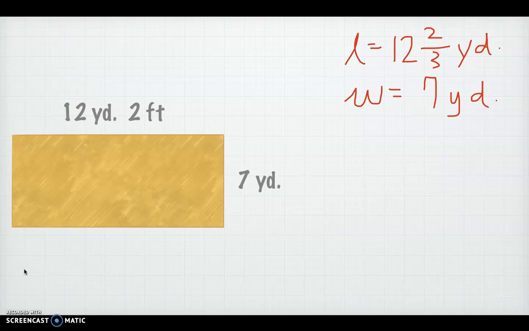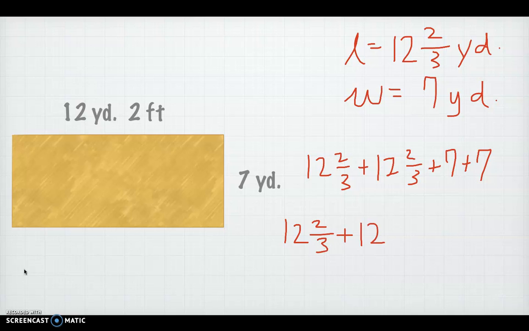To find the perimeter of a shape, I have to add all the sides. That means I'm going to add the length twice, and then add the width twice. So it's going to be 12 and 2/3 plus 12 and 2/3 plus 7 plus 7, because I'm trying to find the distance around the shape, and I have 2 lengths and 2 widths. First off, let's add the fractions 12 and 2/3 plus 12 and 2/3.